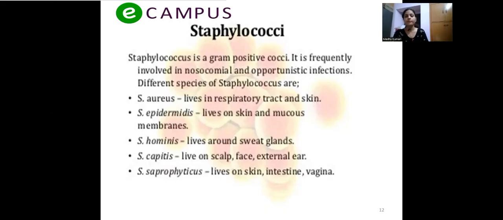So Staphylococcus. Staphylococcus is a gram-positive bacteria, as you already know, and from the name it is clear that Staphylococci are cocci, meaning spherical shaped. It is frequently involved in nosocomial and opportunistic infection.